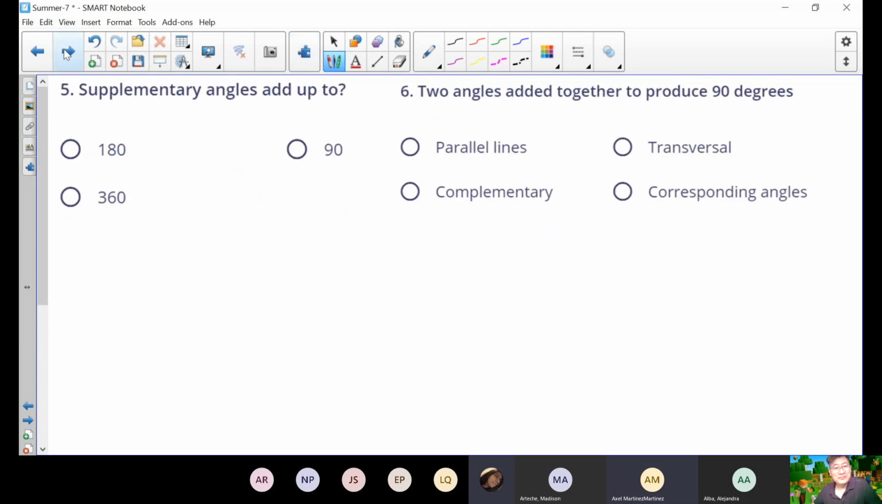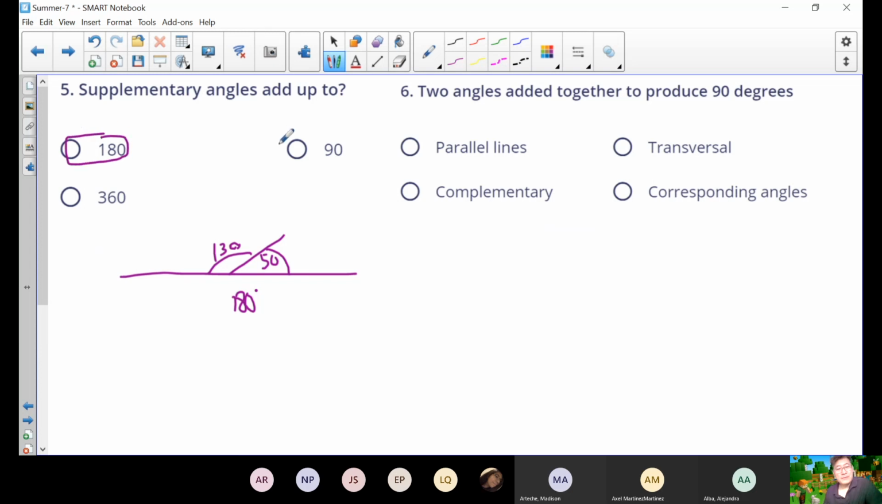All right. Next one. Anybody know what is the meaning of supplementary? Supplementary means like this. You have a 50 and the other side is also making, they're together making always 180. Supplementary means 180. Supplementary angles add up to 180. Like a 50 and 130.